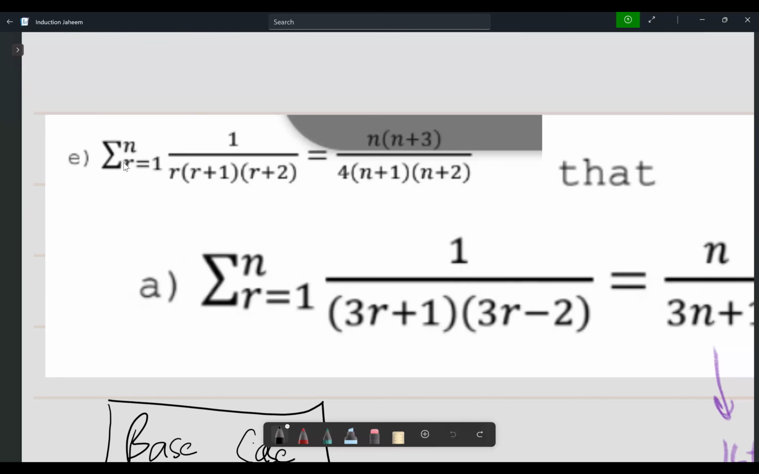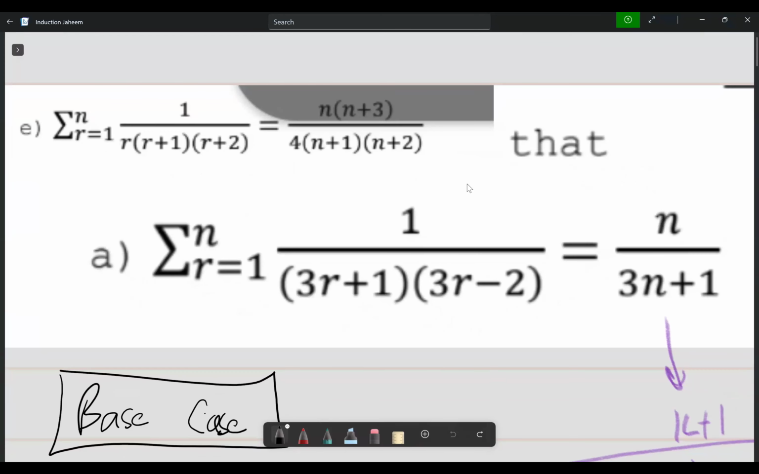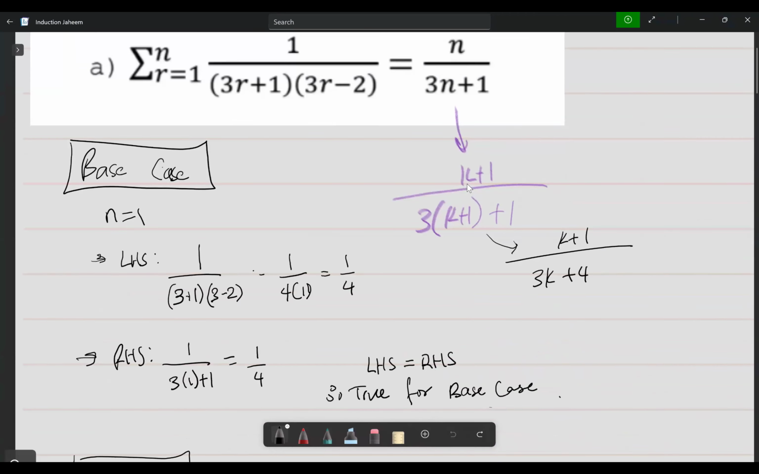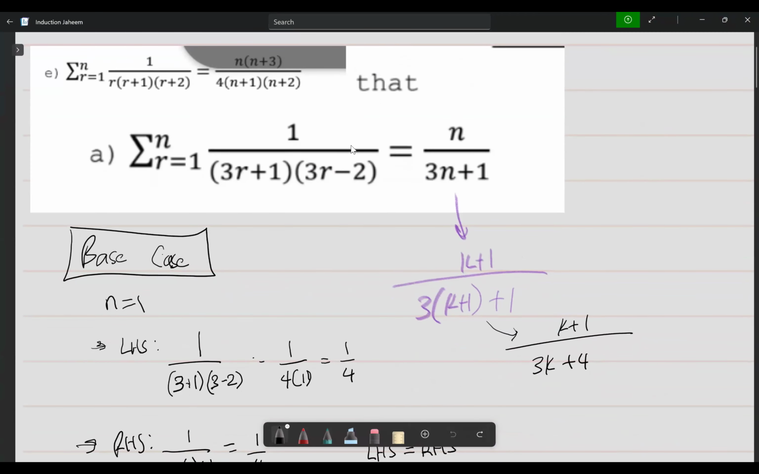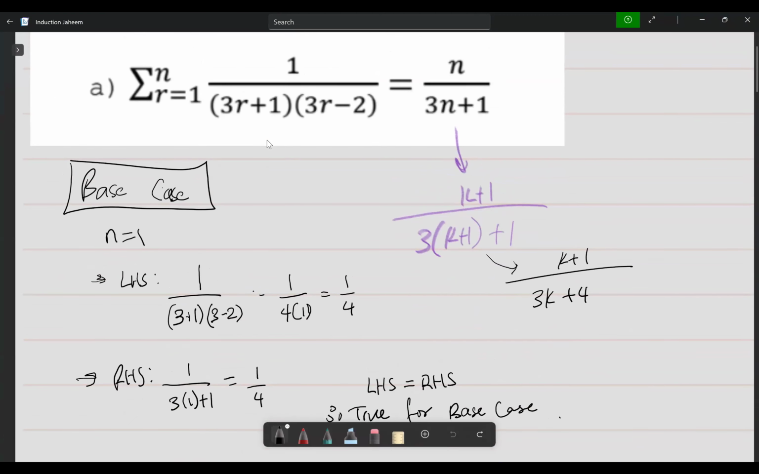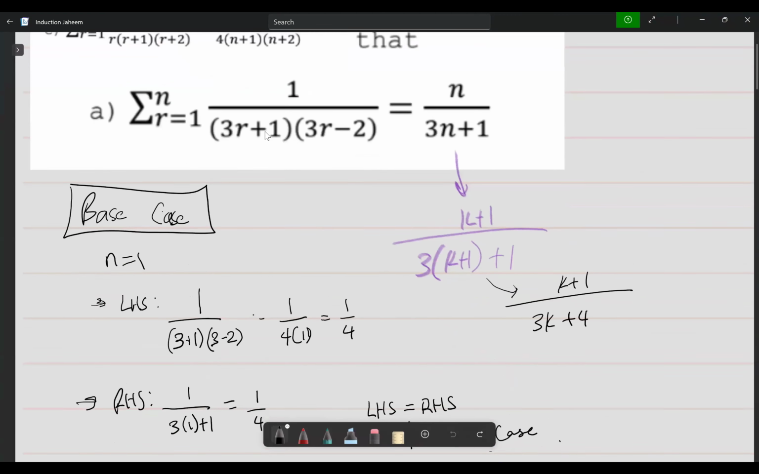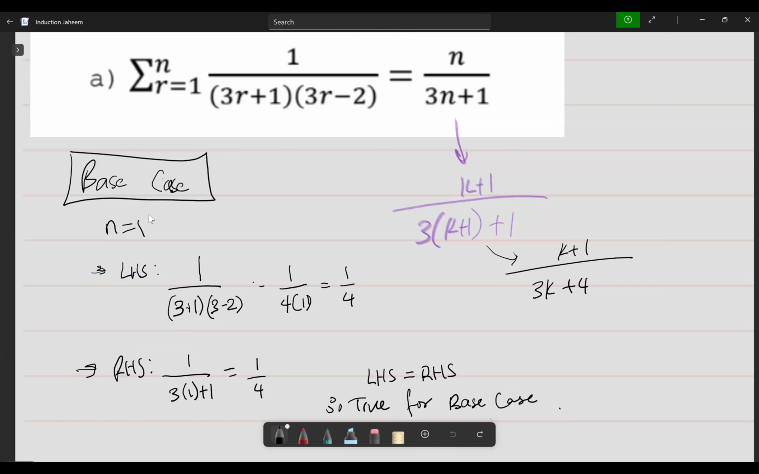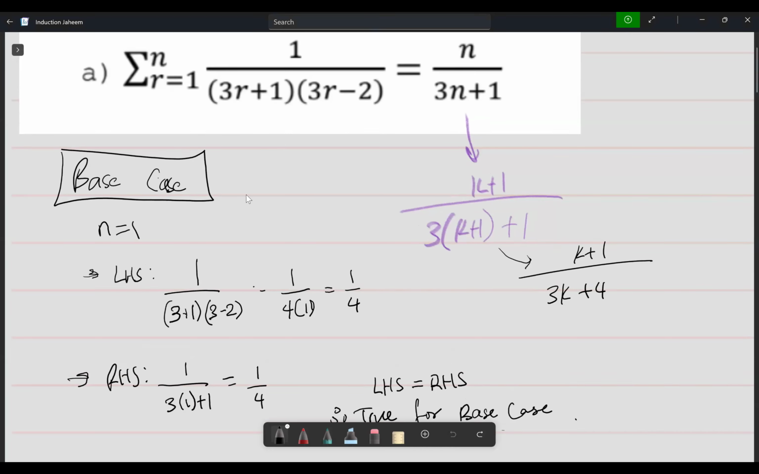And we're saying that the left-hand side, when we're summing up to n, we'll always get n times n plus 3 over 4 times n plus 1 times n plus 2. So now, wait. Oh, sorry, those are 2 different questions. We're doing the second question, this one. So the first thing is that we need to do the base case, right? Which is n equal 1. So plug in n equal 1.